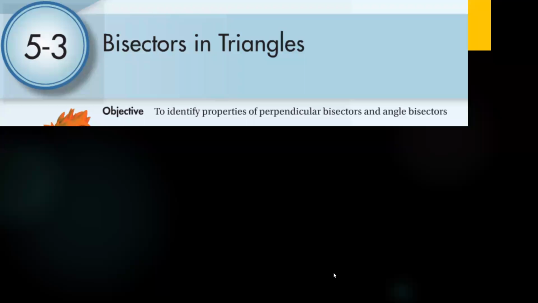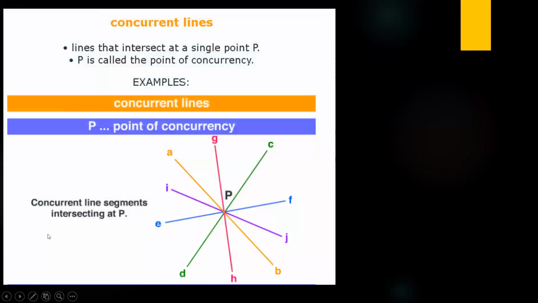So, bisectors and triangles. Let's now talk about the four bisectors in the triangles. Before talking about them, let's start with the concurrent lines.